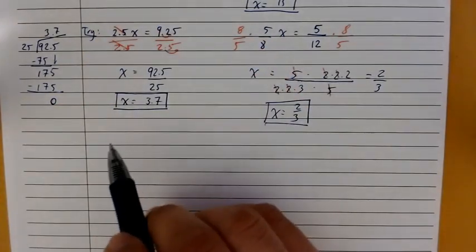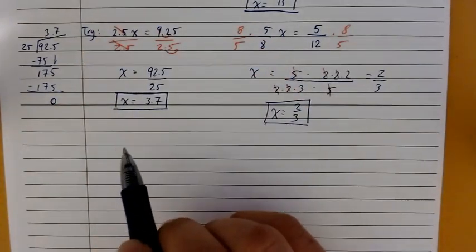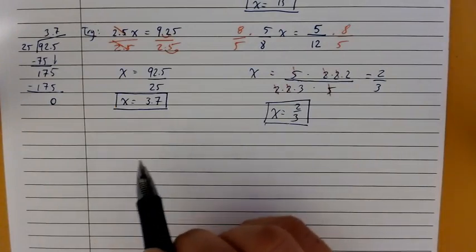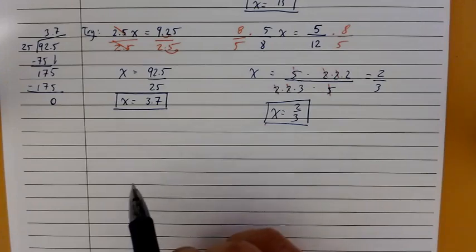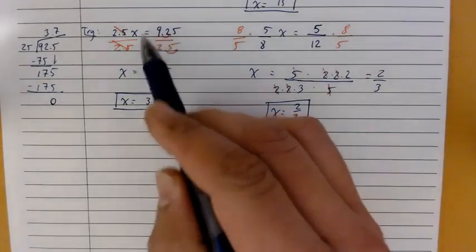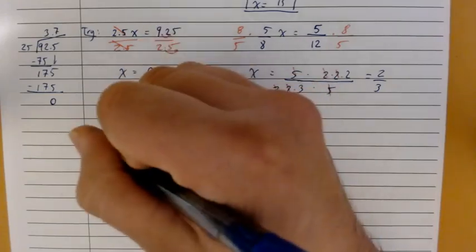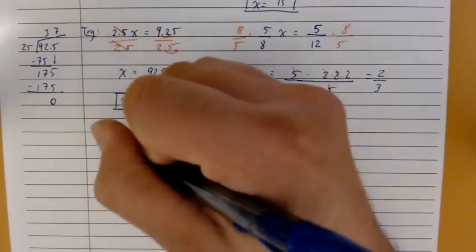Just like we have sum meaning addition, and product meaning multiplication, and difference meaning subtraction, and quotient meaning division, we have a word for the equal sign, and that's the word is. So in a statement, anytime you see the word is, that means equals.